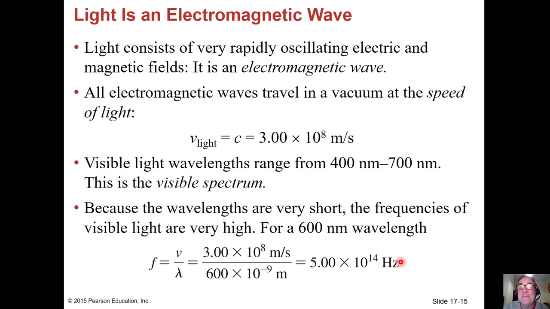So the speed is the same, whether it's red, orange, yellow, green, blue, indigo, violet. The speed is still the same, 3 times 10 to the 8th, but different colors, or in other words, different wavelengths, have different frequencies, and you can calculate it from this formula. So the speed divided by the wavelength. Okay, good.